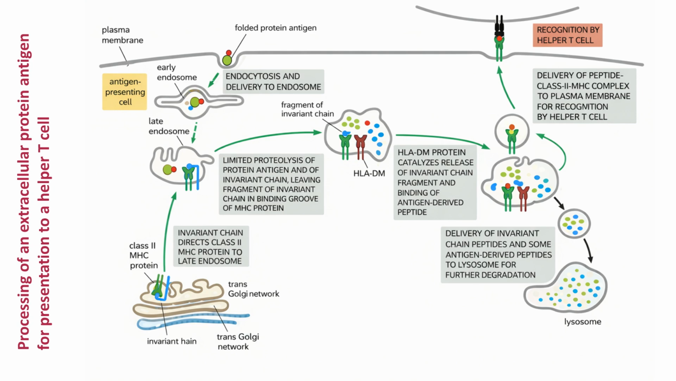Helper T cells with appropriate T cell receptors recognize this complex. The CD4 molecule on the T cell binds to the MHC class II, stabilizing the interaction. This recognition, along with costimulatory signals, activates the helper T cell, initiating adaptive immune responses.